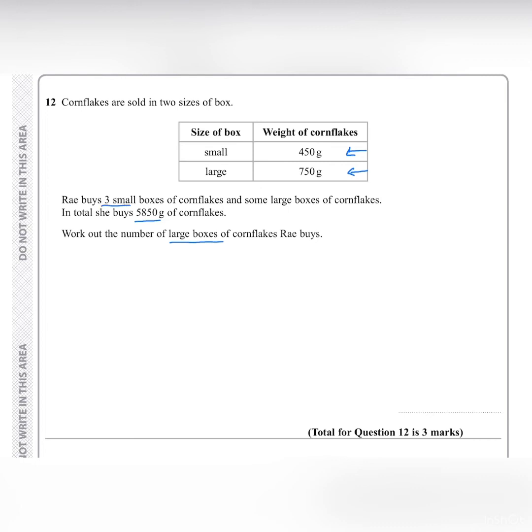So he buys 3 small ones. So 450 times by 3. That would be 1,350 grams. And then we do 5,850 minus 1,350. You can use a calculator for this. Okay, so that would be 4,500. So 4,500 grams are left, and then the large box each has 750 grams of cornflakes.